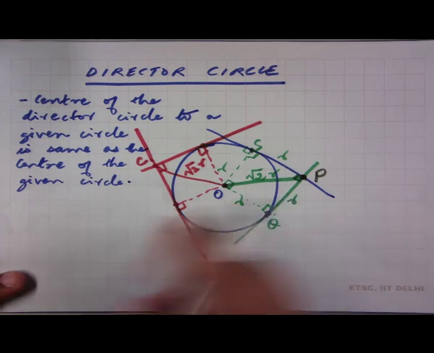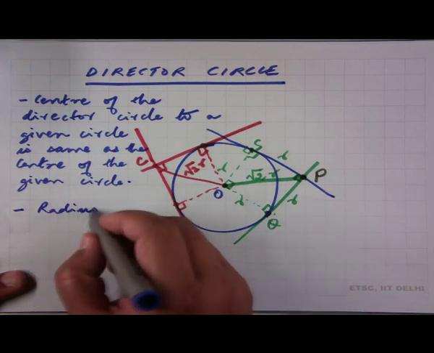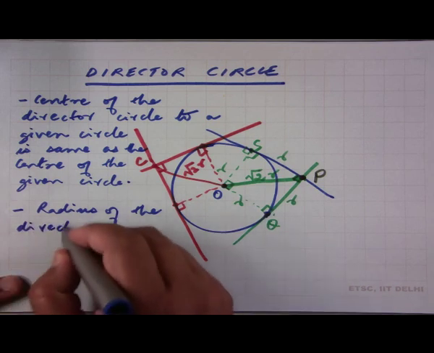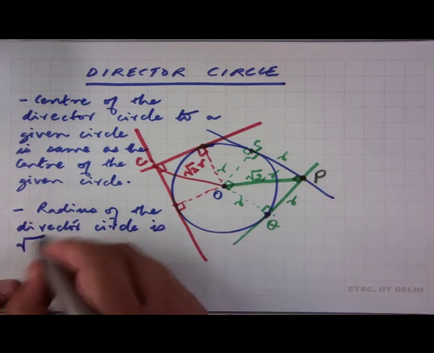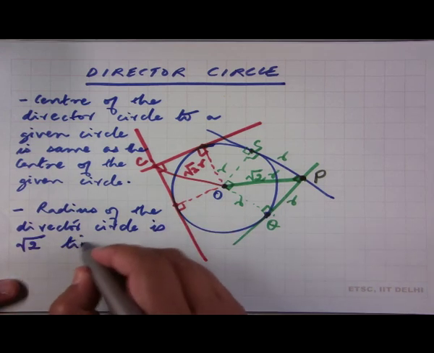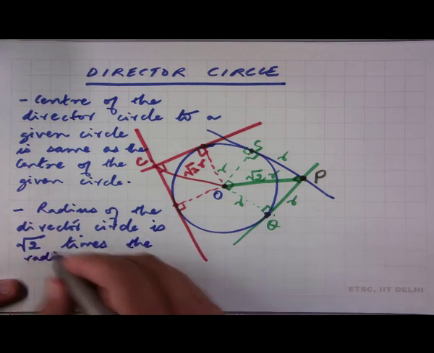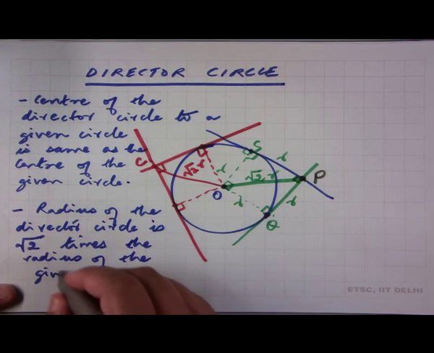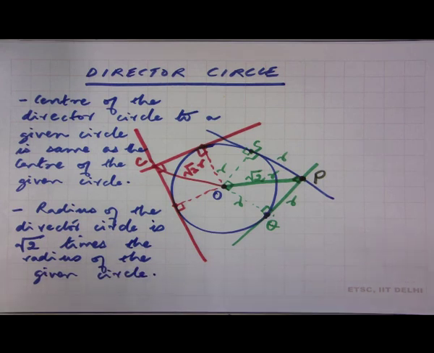That is one observation, and the other observation is that the radius of the director circle is square root of 2 times the radius of the given circle. So, with that we finish this discussion on the director circle.